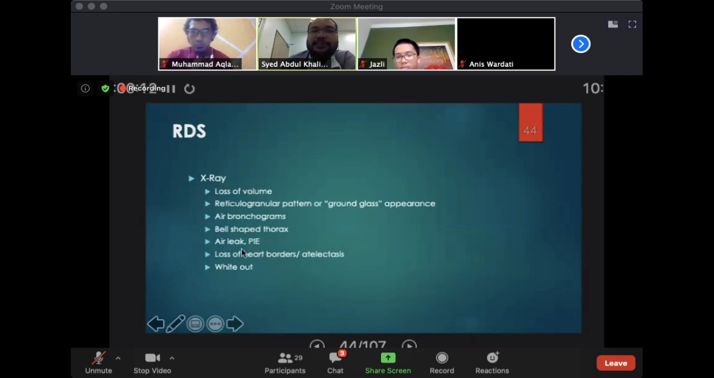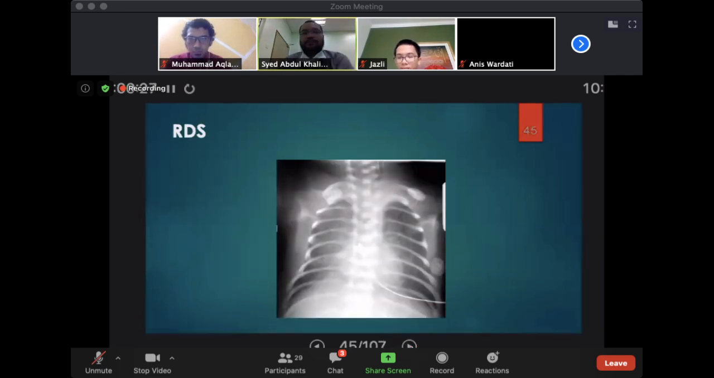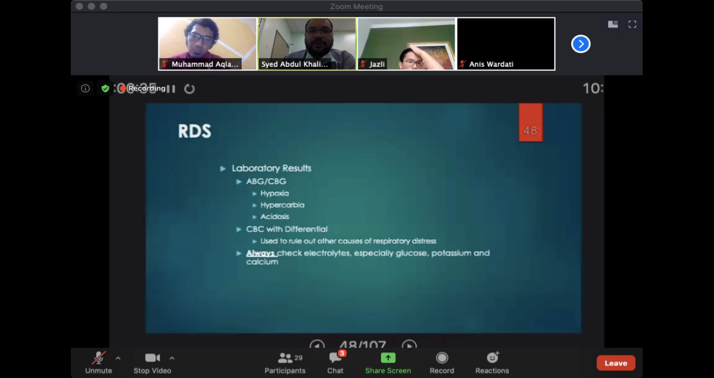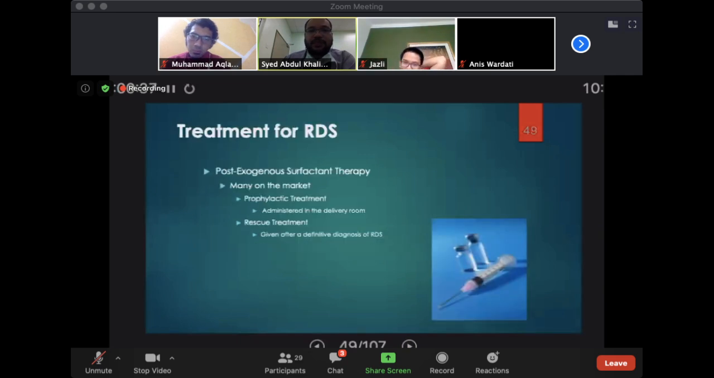You can see some air leak, macam small cystic changes or PIE changes. And then you can see atelectasis, loss of heart border. This will become white, and then white out, very severe punya RDS. Example of RDS, we've seen two X-rays before. And then what else? Lab result, treatment is basically we may give surfactant.